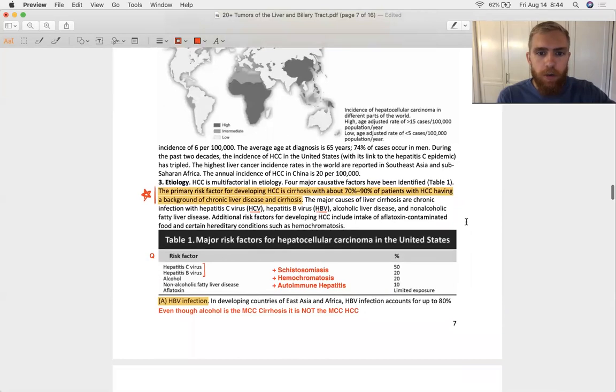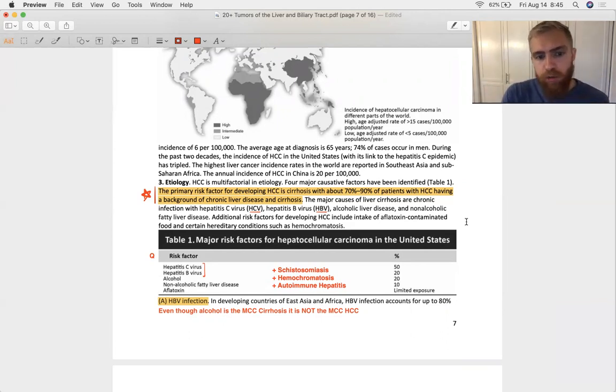First thing you need to know is that you really don't get hepatocellular carcinoma unless you have cirrhosis. It's a 70 to 90% correlation of patients with hepatocellular carcinoma also having cirrhosis. And cirrhosis is basically the terminal state of chronic liver disease. And what that means is that you can approach cirrhosis from many different routes.